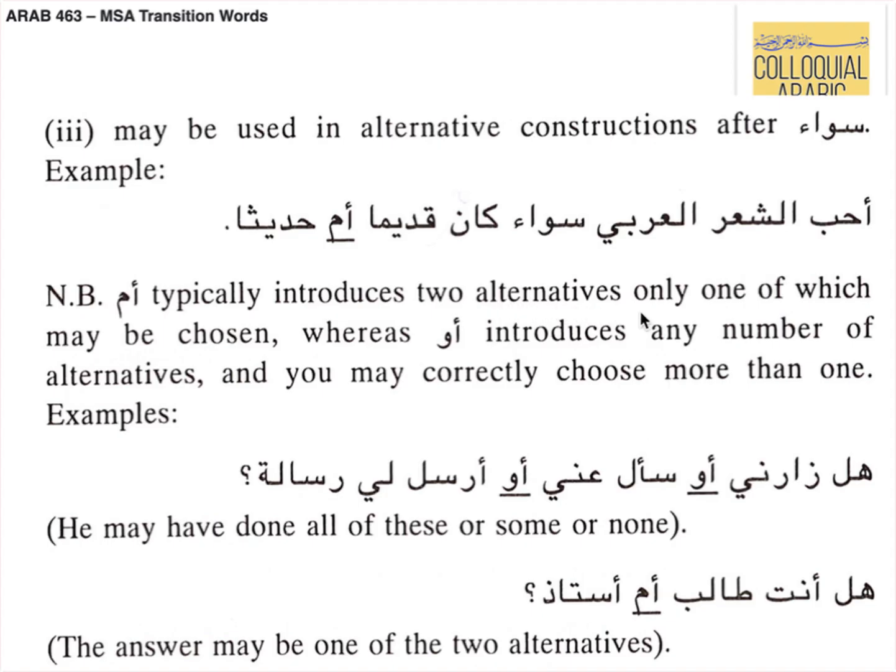Am typically introduces two alternatives, only one of which may be chosen, whereas aw introduces any number of alternatives, and you may collectively choose more than one. So that's another difference between am and aw. Am has just two alternatives, only one could be chosen. Aw again: hal zarani aw sa'alani aw arsala risala? He may have done all of these, like visited me, or asked about me, or sent me a letter. Or hal anta talib am ustadh? The question is, are you a student or a teacher?